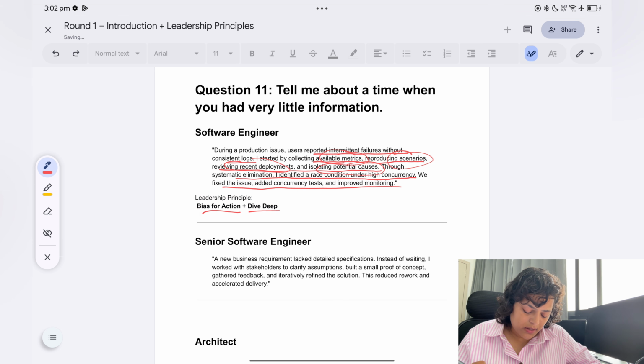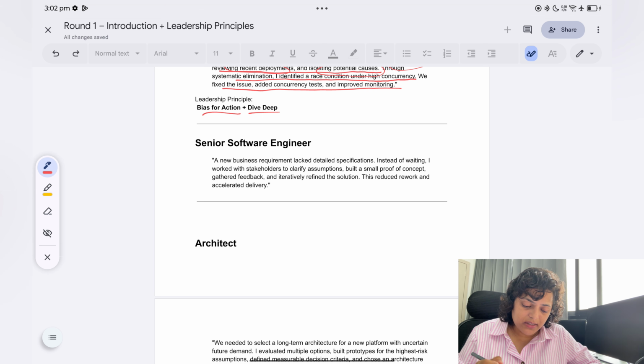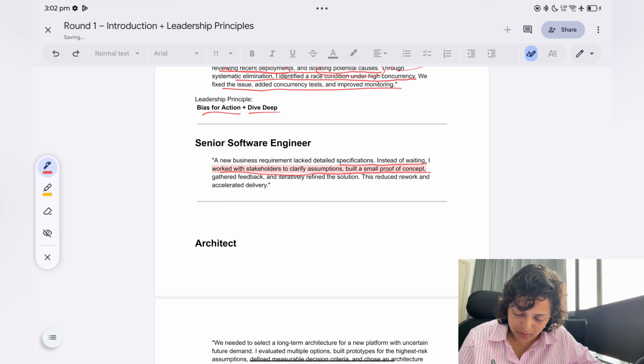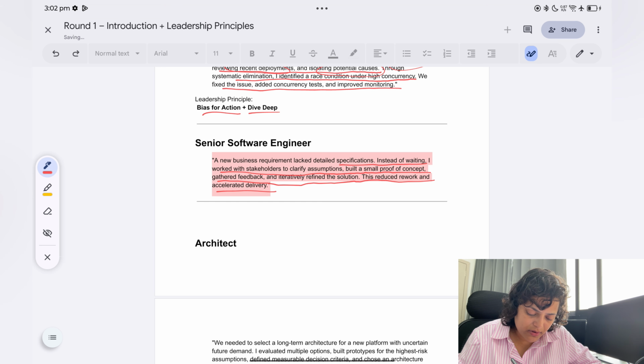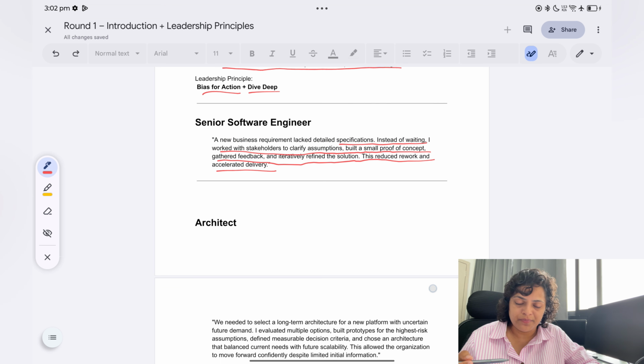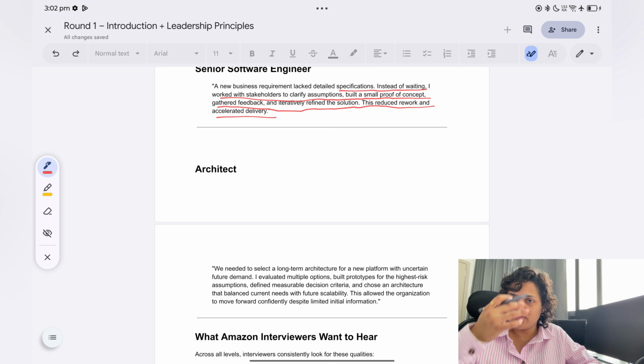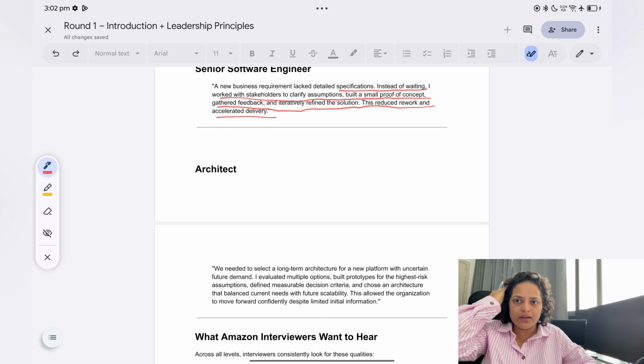Okay, the senior software engineer would say that a new business requirement lacked a detailed specification. Instead of waiting, I worked with the stakeholders, clarified assumptions, built a small proof of concept, gathered feedback, and iteratively refined the solution. This reduced the rework and accelerated delivery. Okay, so he has done some POC work with the stakeholders.